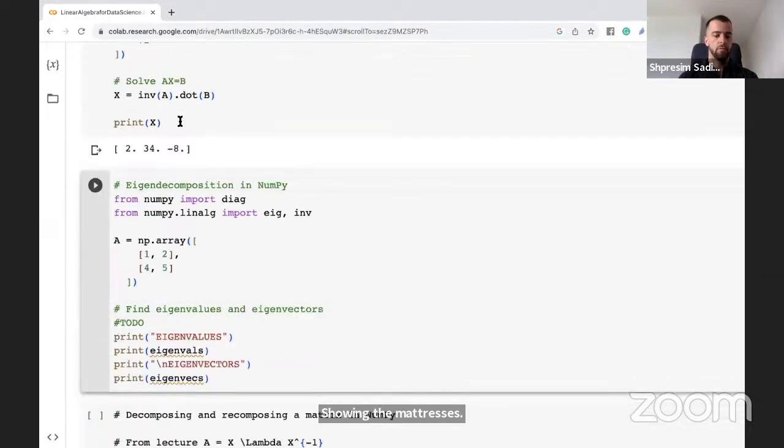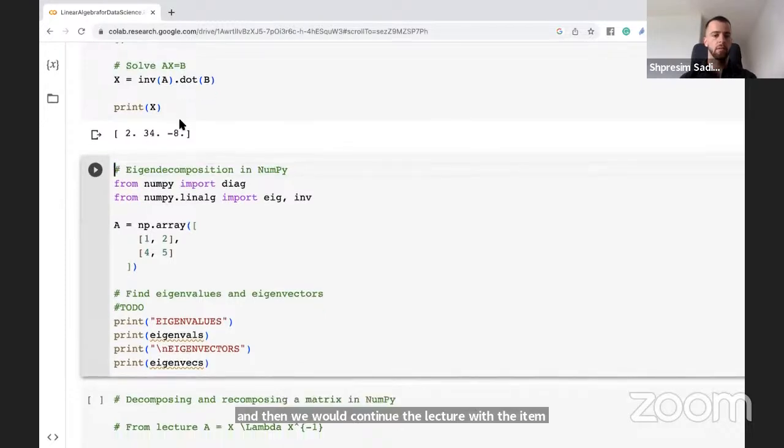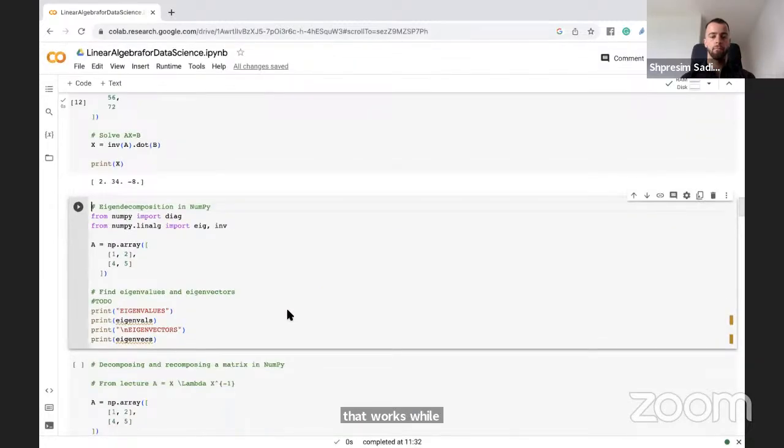All right, and we did not start with eigendecomposition yet. I think now we could have a break of 10 to 15 minutes, and then we would continue the lecture with the eigendecomposition. And then we could also continue with the rest of the coding, if that works well for you. So we'll be back in 15 minutes, right? Okay, perfect. Thank you.